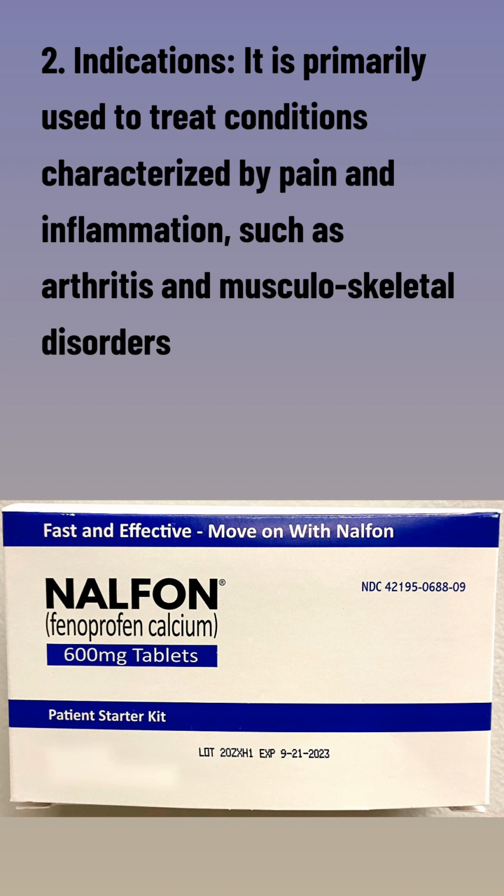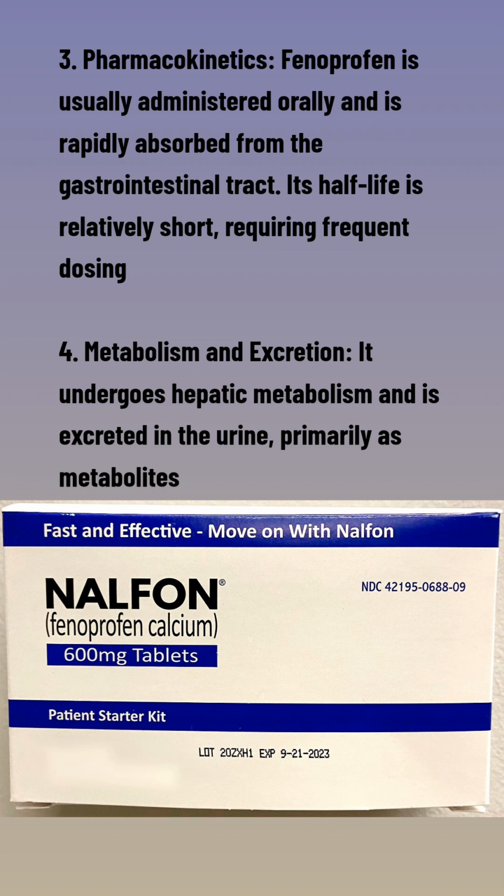2. Indications. It is primarily used to treat conditions characterized by pain and inflammation, such as arthritis and musculoskeletal disorders. 3. Pharmacokinetics. Fenoprofen is usually administered orally and is rapidly absorbed from the gastrointestinal tract. Its half-life is relatively short, requiring frequent dosing. 4. Metabolism and excretion. It undergoes hepatic metabolism and is excreted in the urine, primarily as metabolites.